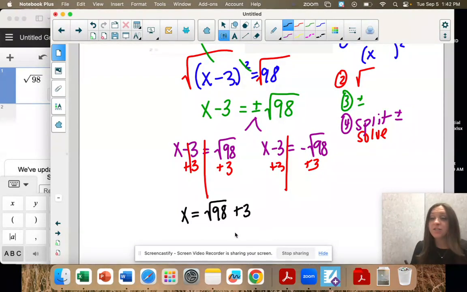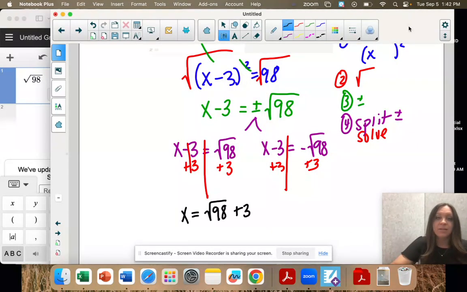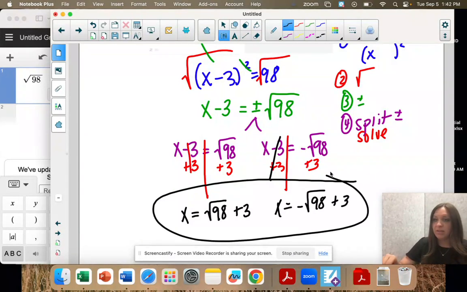These are not like terms. It's not the square root of 101. These are separate things. The square root of 98 is 9.8999. Okay, we can't just add a 3 in there. Over here, we have x equals negative square root of 98 plus 3. Same thing. We can't combine them.